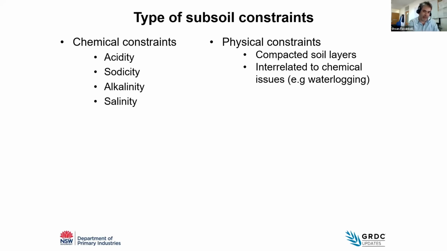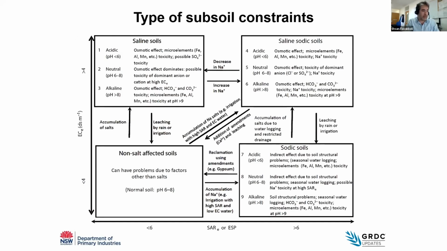So this is the simple way. However, the next graph will make everything more complicated. This is the reality. This is what happens in our farming systems every day. Because if I take into account each of these soils, they can have three different pHs. They can be acidic, neutral, or alkaline. And you have a non-salt affected soil on the bottom left-hand side. And then you have a saline soil, a saline sodic soil, or a sodic soil. What all of us need to do in our farming system is understand where in this chart we are sitting. Do we have a sodic soil with a pH of less than 6?